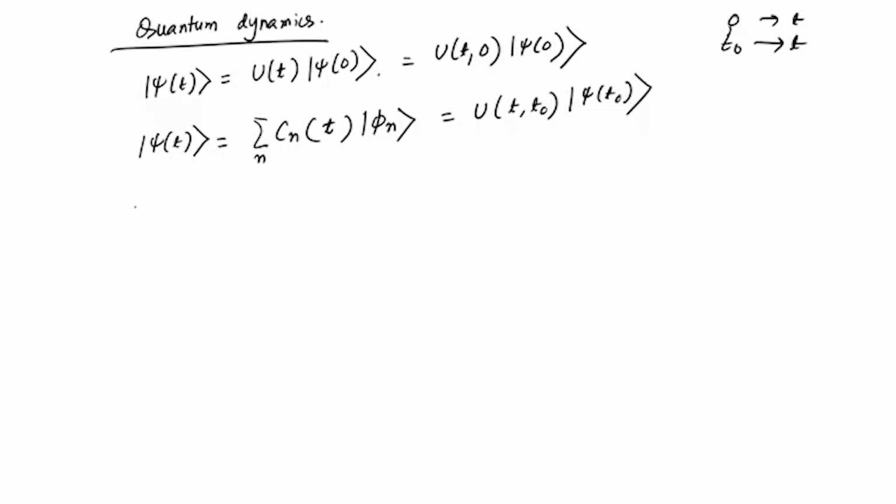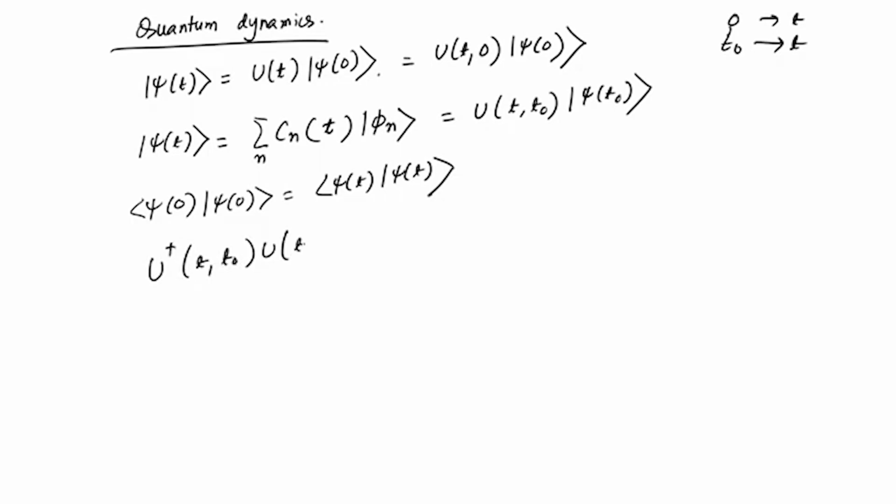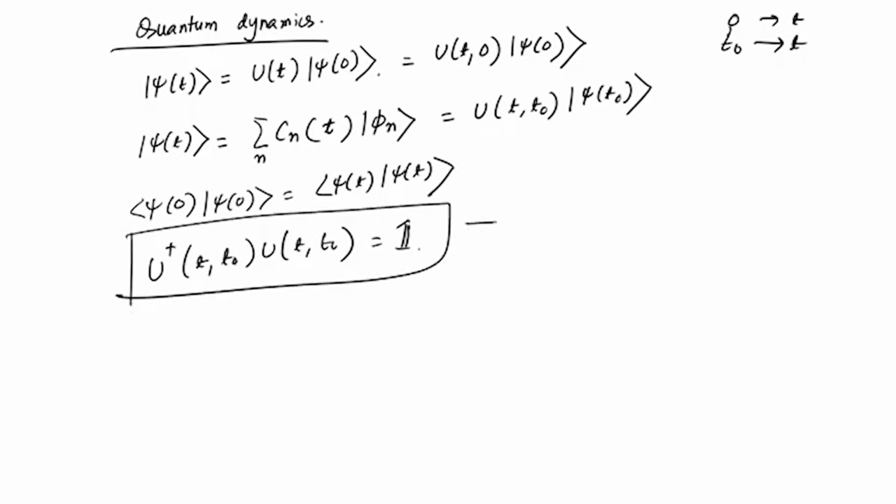Okay. So, you know that at all times the norm of psi of 0 should be equal to that of psi of t, which means that the normalization would hold at all times. This is what we have said. Now, that gives you a property of these matrices, where you say that U dagger of t, t 0 times U of t, t 0 is equal to 1. Okay. So, this is called a unitary operator.